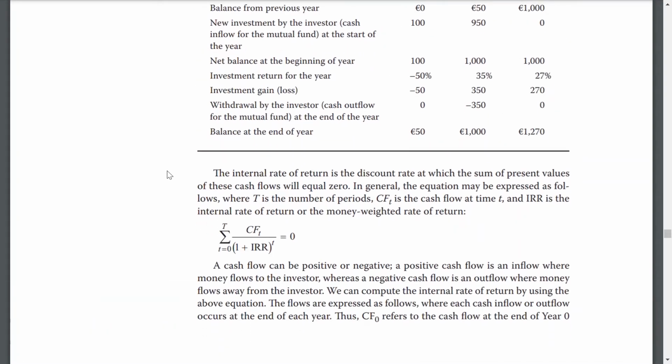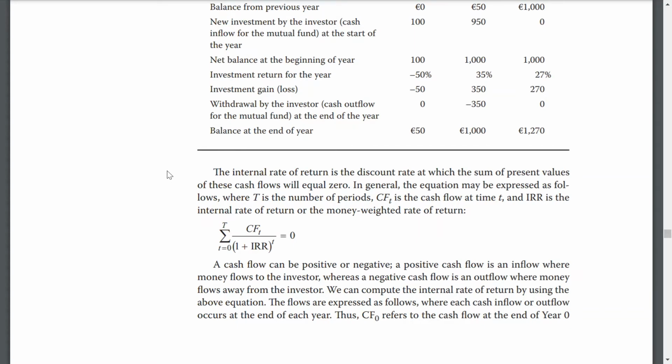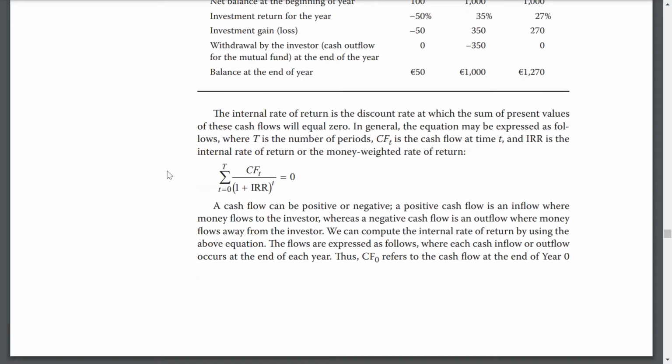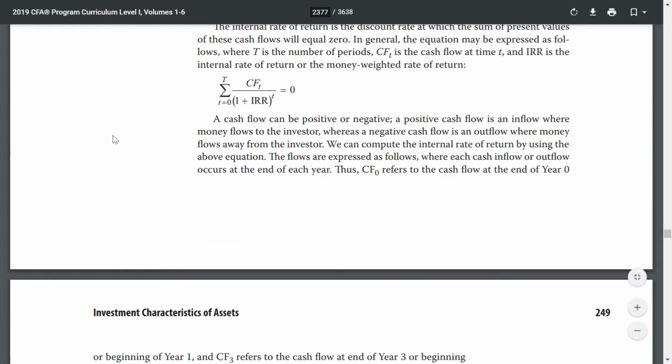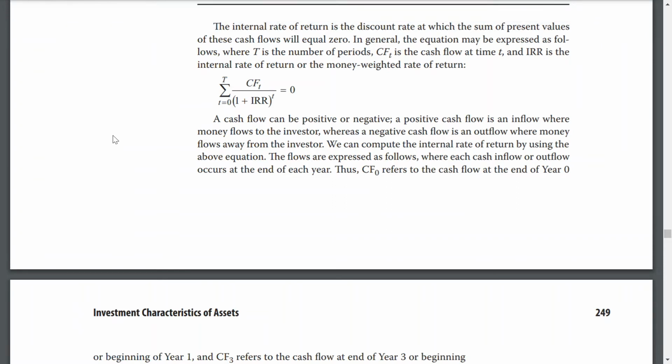The internal rate of return is the discount rate at which the sum of present values of these cash flows will equal 0. In general, the equation may be expressed as follows, where T is the number of periods, CF_t is the cash flow at time t, and IRR is the internal rate of return, or money-weighted rate of return. A cash flow can be positive or negative. A positive cash flow is an inflow where money flows to investors, whereas a negative cash flow is an outflow where money flows away from investors. We can compute the internal rate of return by using the above equation.